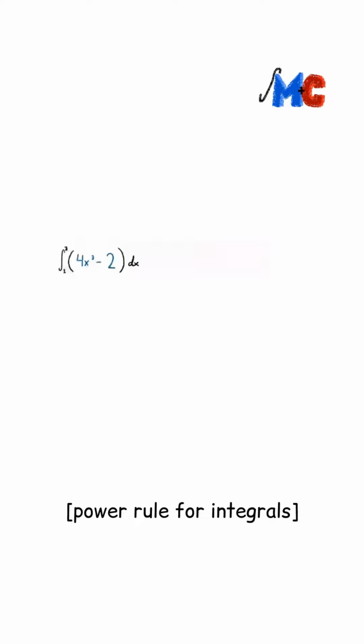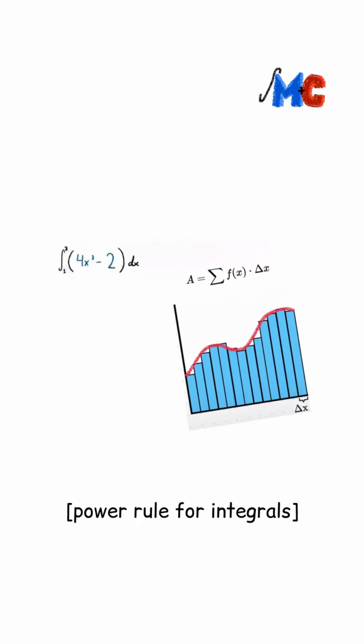Recall that this essentially just means we're finding the area under the graph of this function between the spots where x equals 1 and x equals 3 using the method of dividing it into a bunch of tiny rectangles like I described in a previous video.